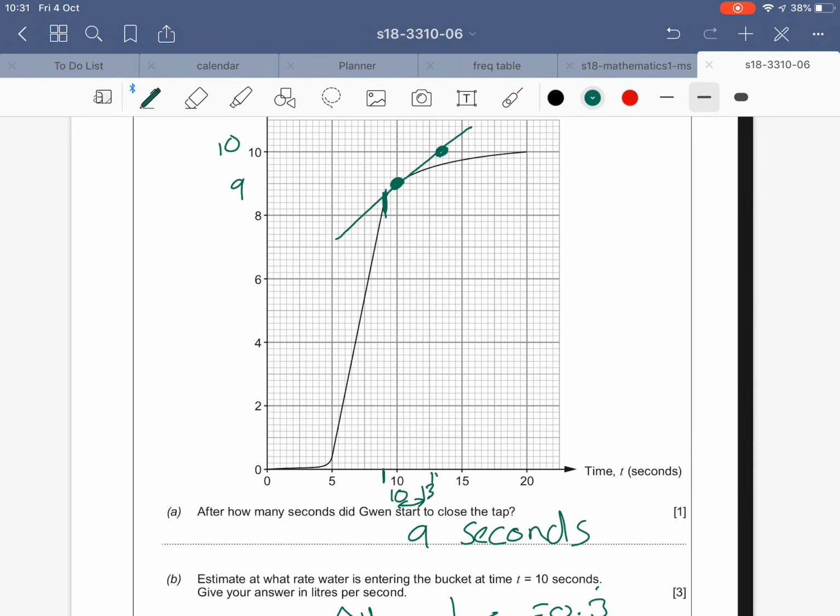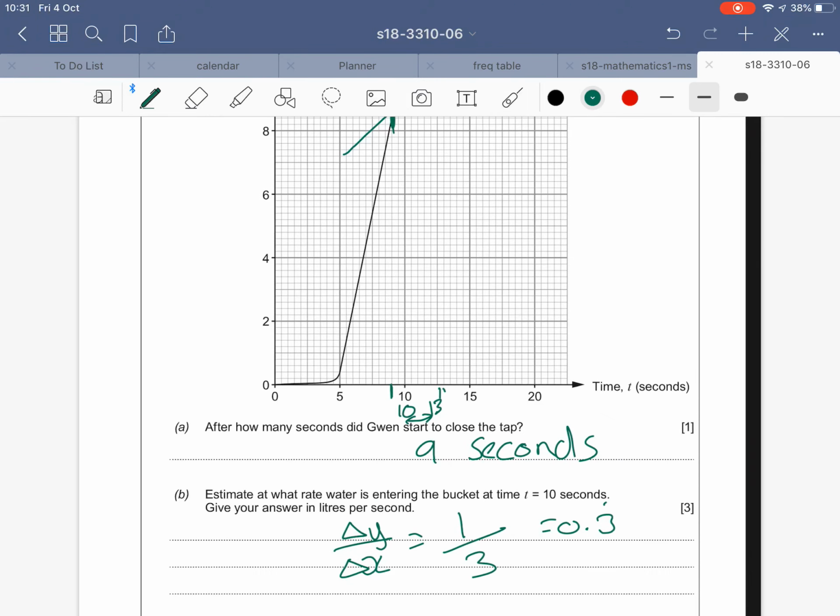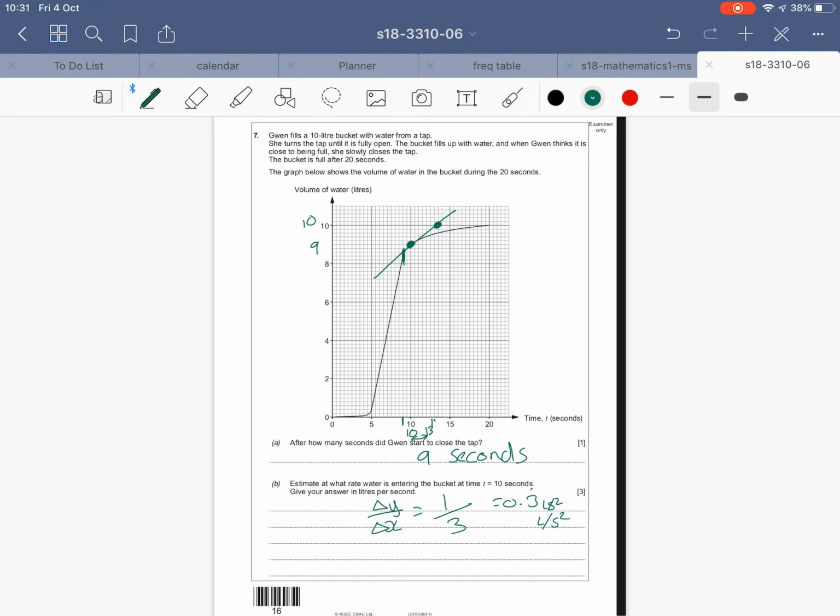Is it per time, or are we doing volume per litres? It's litres per second squared. So litres per second, so it should be L per S squared, because it's litres per second squared.